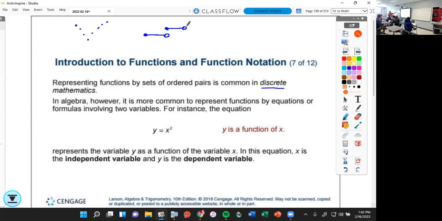Can you draw either one of those without picking up your pencil? No. I cannot draw those without picking my pencil up. It's discrete. There are 2 words that you see in math: one is discrete and the other is continuous.